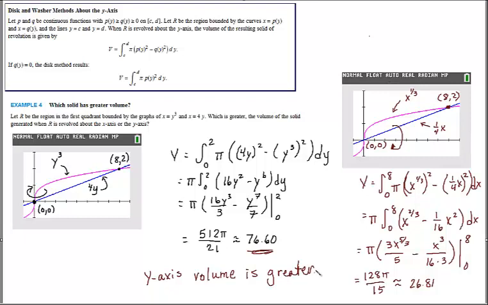And that's it for section 6.3. It's going to be a lot of practice. Just think about the top function minus the bottom function when you're dealing with the washer method.